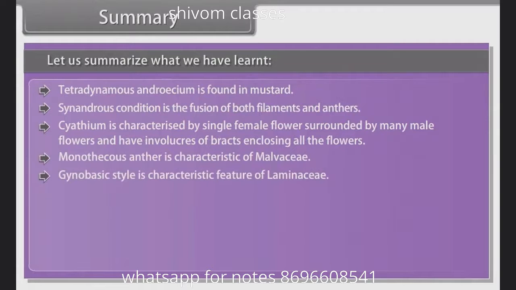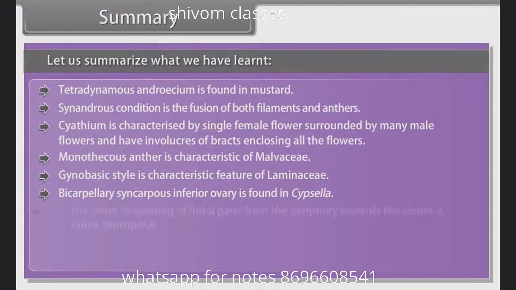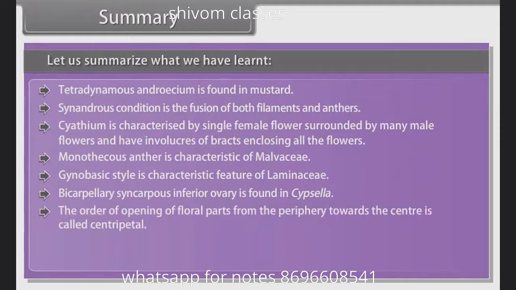Gynobasic style is a characteristic feature of Labiatae. Bicarpellary syncarpous inferior ovary is found in cypsela. The order of opening of floral parts from the periphery towards the center is called centripetal. Glumes represent bracts. Smallest flower is Wolffia.